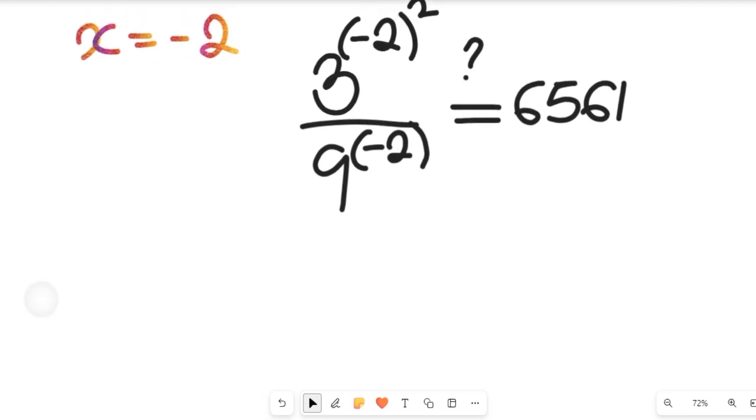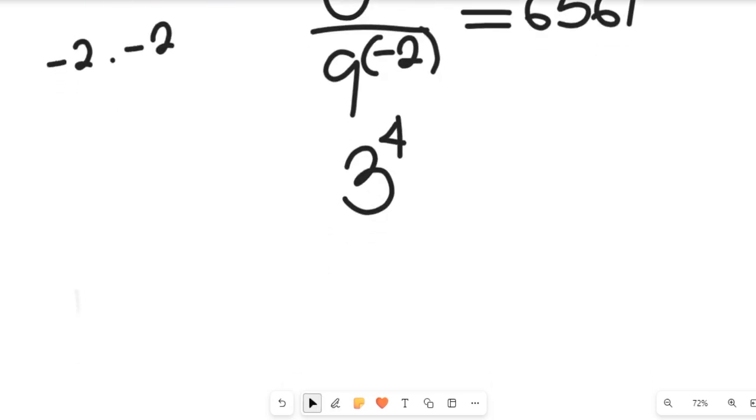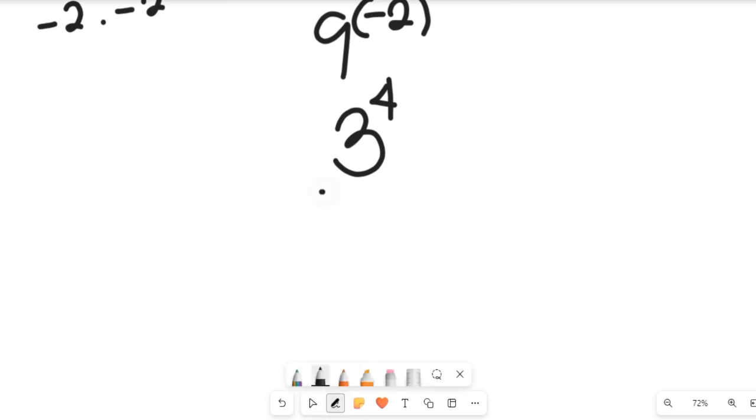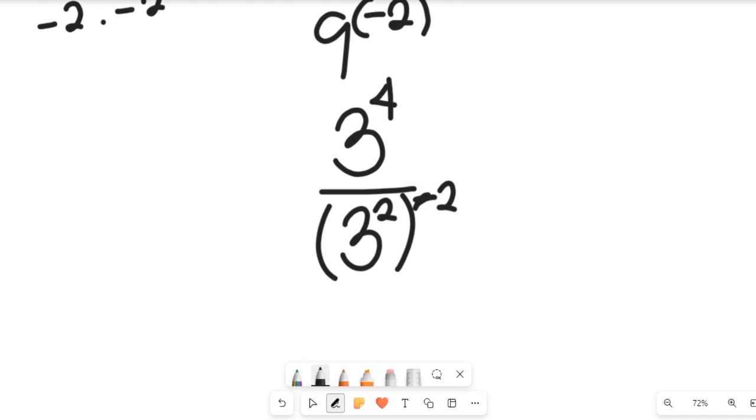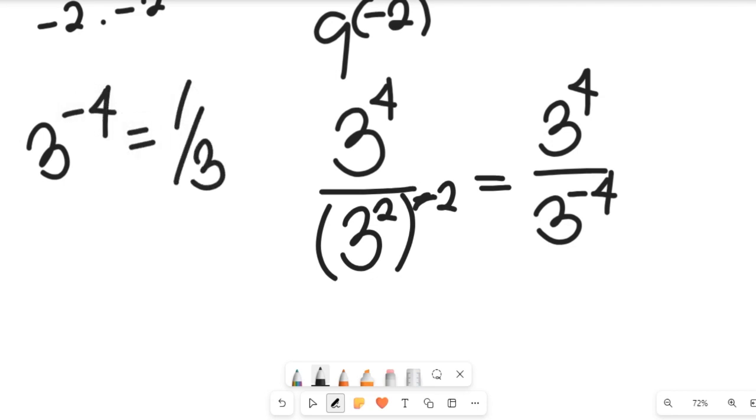Let's look at that. Minus 2 squared is going to give us minus 2 multiplied by minus 2. Minus times minus will give us plus, and then we'll have 4. So this will give us 3 to the power of 4, right? And then this is divided by 3 to the power of 2 multiplied by negative 2. So that will give us 3 to the power of 4 divided by 3 to the power of negative 4. And you know that 3 to the power of negative 4 can be equal to 1 divided by 3 to the power of 4, right?